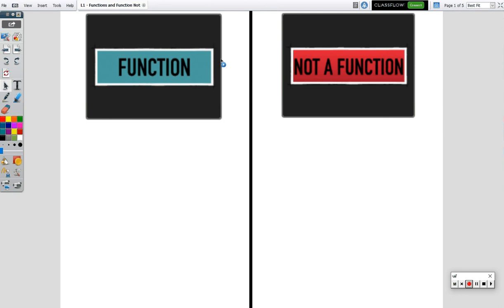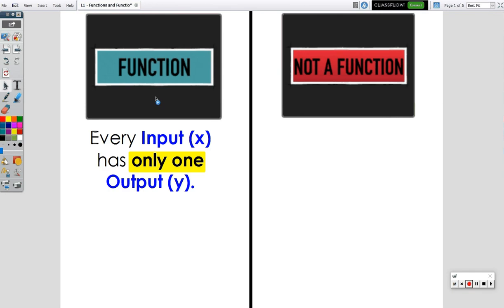So today we're going to look at the difference between things that are functions and not functions. And we're going to be comparing three different representations. We're going to be looking at tables, something that are called arrow diagrams or mapping diagrams, and then graphs. So the big idea behind something that is a function is that every input or x value has only one output. Okay, if we look at a table, it's going to look like this.